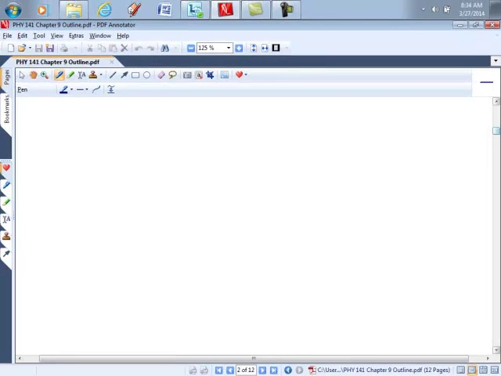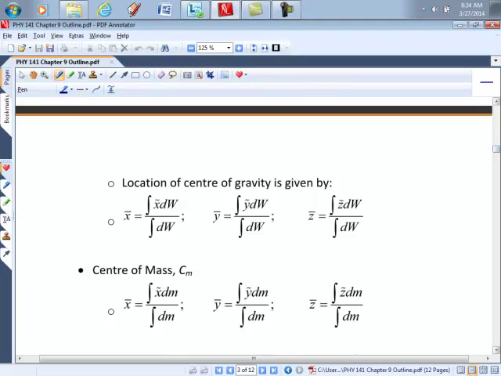So then we can find the location of the center of gravity by taking these integrals and doing division. So x bar would be the integral of x tilde dW over the integral of dW, y bar would be the integral of y tilde dW over the integral of dW, and z bar similarly. So that would be the center of gravity.